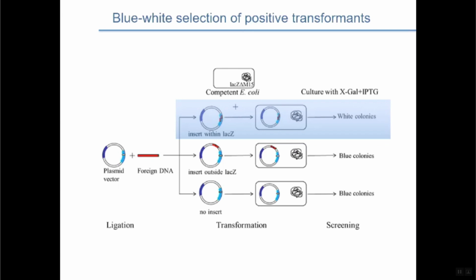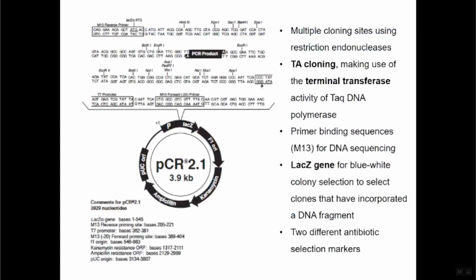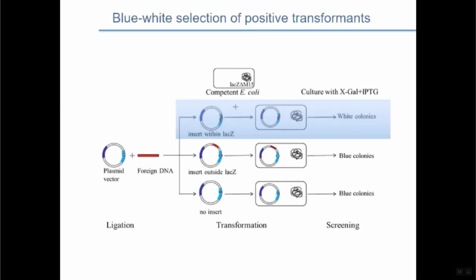So in these two cases, the LacZ gene is still functional, and what you get at the end is blue color. So you're getting colonies that have blue color, and in this case as well. And in this case, because there's something in that LacZ gene, you're getting white color.